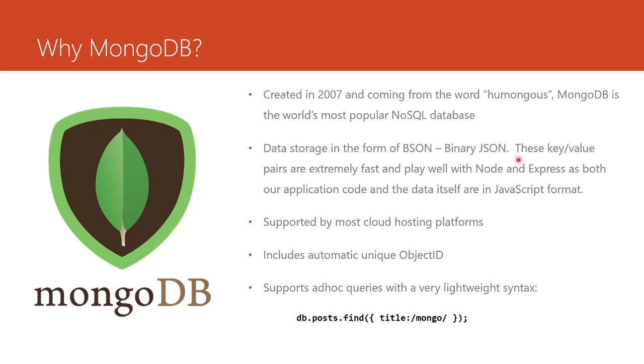So our data storage is in the form of binary JSON, so it's actually BSON, or Bison, you can kind of call it. These key value pairs are extremely fast and play well with Node and Express. Okay, which is why we're actually talking today about the M in the MEAN stack, which is Mongo. It's because of that relationship between Node and Express. Okay, and so both our application code and the data itself are in JavaScript format. Okay, this is supported by most cloud hosting platforms. It includes automatic unique object ID, and it supports ad hoc queries and stuff like that.